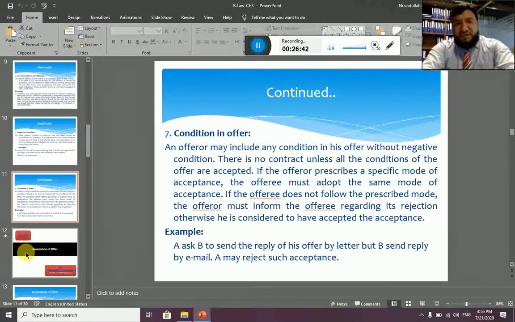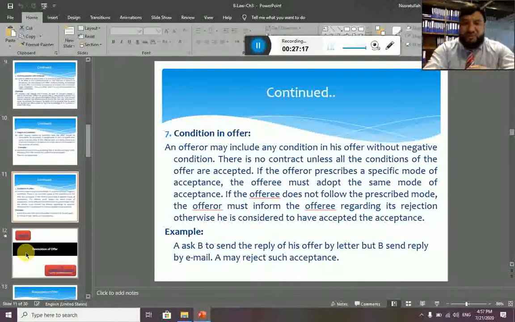Number 7, condition in offer. An offer may include any condition in it, except a negative condition. Negative condition was explained earlier. There is no contract unless all conditions of the offer are accepted. I mean, if there are positive conditions in the offer, the offeree must accept all the conditions, right? If he accepts the offer with all positive conditions, the offer will be considered accepted. If he rejects one of the conditions in the offer, it is considered rejected, right?